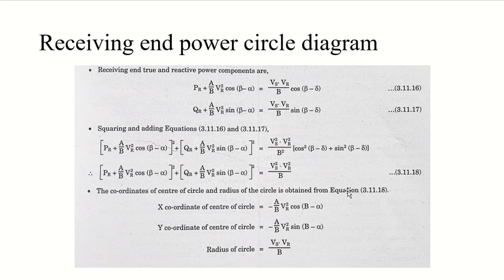Coming again to the formulas, we can represent the receiving end active and reactive power components with these formulas. We can get PR, which will be equal to A by B times VR square cos of beta minus alpha. Ignore this plus sign.